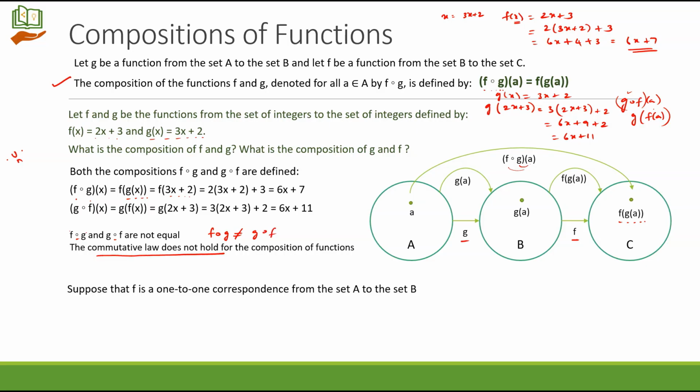Suppose that f is a one-to-one correspondence from the set A to set B. We have f of A is equal to B. Then the inverse function f inverse exists because it is a one-to-one correspondence, and it is a one-to-one correspondence from B to A. This can be given by f inverse of B, which is equal to A.